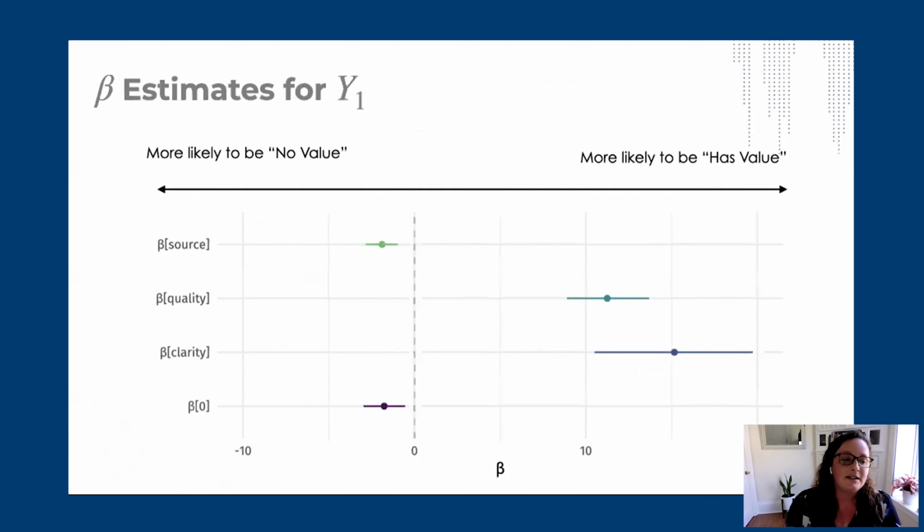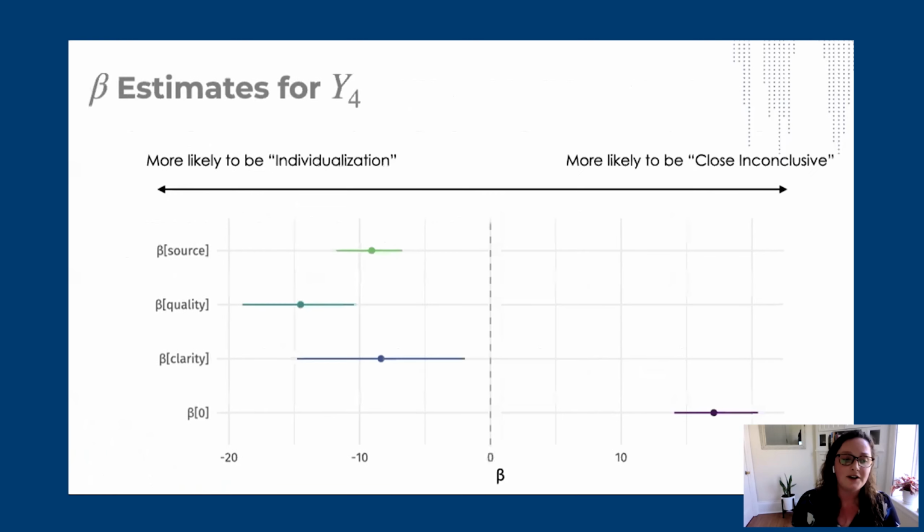And so if we look at these estimates for that first split, the no value versus has value split, we see that for higher quality and clarity metrics, items are more likely to be rated as has value. This shouldn't be surprising, but it's a good sanity check that the results we're getting make sense. If we look at the same estimates for Y4, the individualization or close inconclusive split, we see that higher quality and clarity metrics are associated more with individualizations than with close inconclusives. So this is also expected.